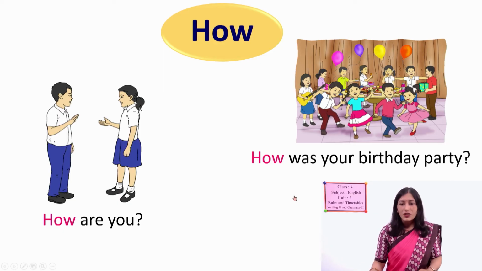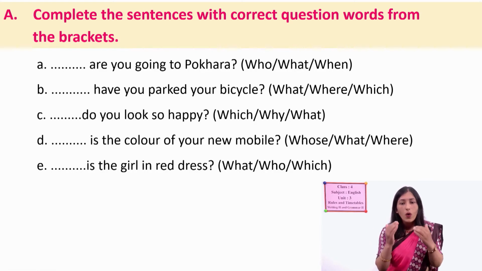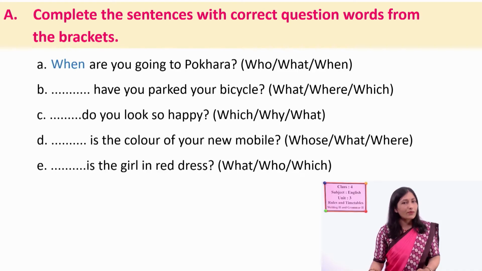Now get ready to do the exercise. Now complete the sentences with correct question words. Now I hope you can do, because you have read about all the question words. So quickly, decide what question words are suitable in the blank spaces. Number A, are you going to Pokhara? Who, what, or when? Who are you going to Pokhara? Is it correct? No? Then what? What are you going to Pokhara? Is it correct? No? Then, when are you going to Pokhara? It asks about time. Yes?